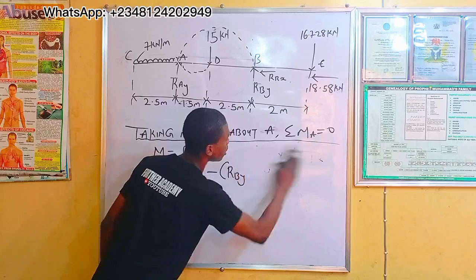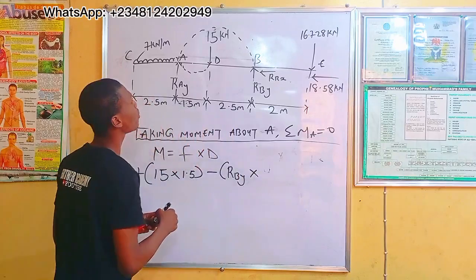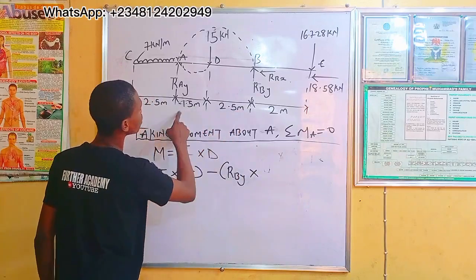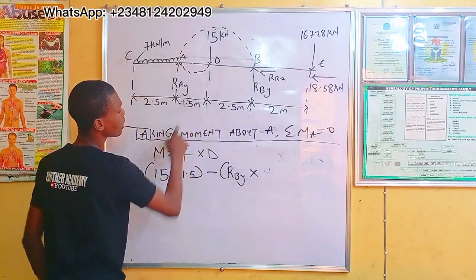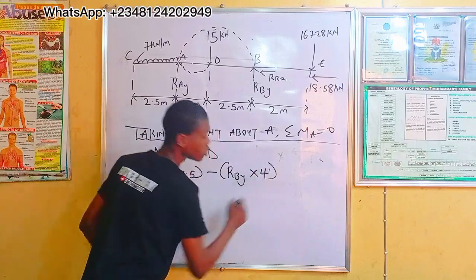RBY times the distance RBY covered, 2.5 plus 1.5. Before getting to point A, summation of 2.5 and 1.5, that's what? 4. On to the next one.